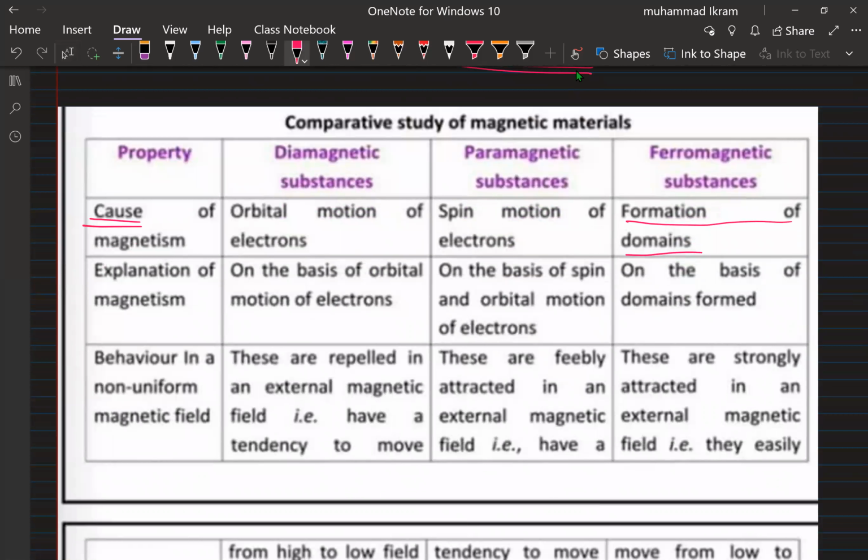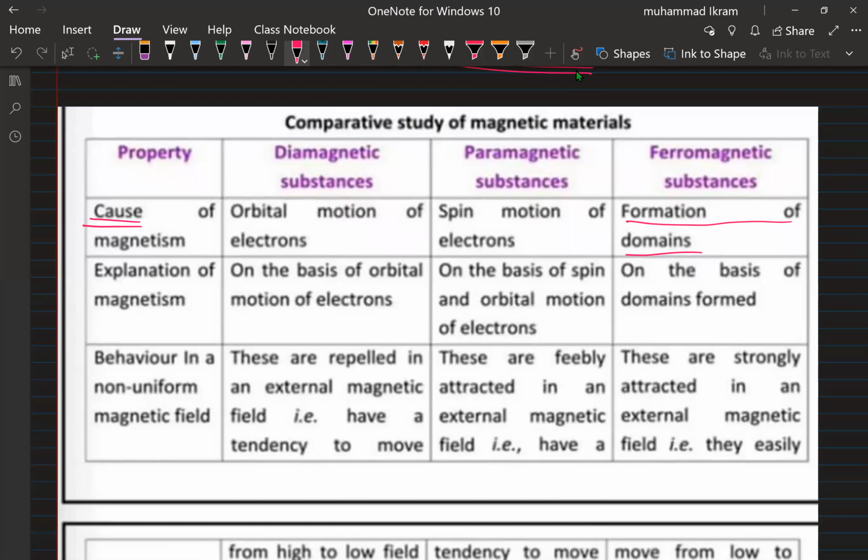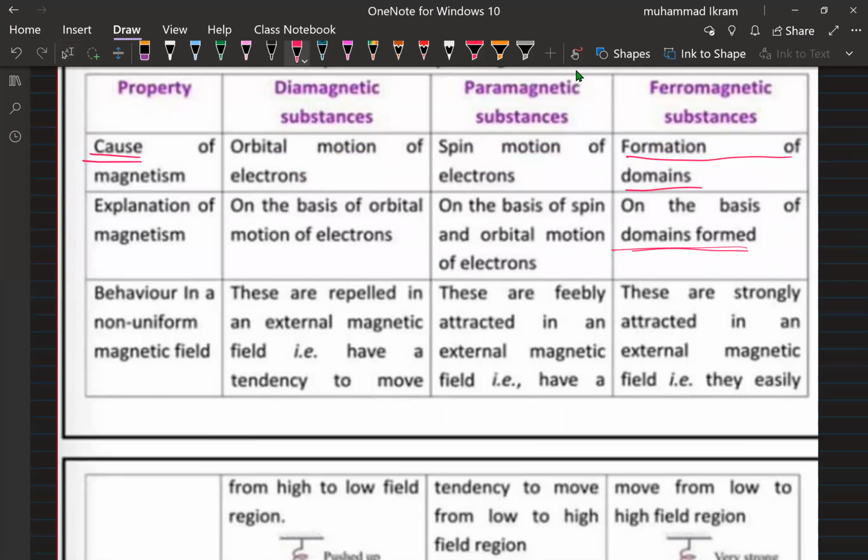This is on the basis of the orbital motion of the electron, on the basis of the spin motion of the electron, and here on the basis of the domain formation, right? But even when the domains are formed, they give rise to the resultant of the spin and the orbital magnetic fields.